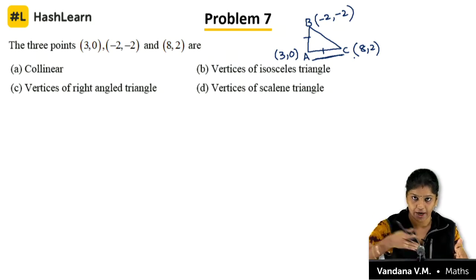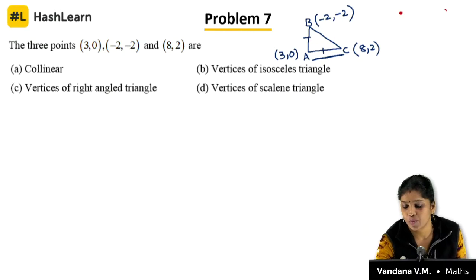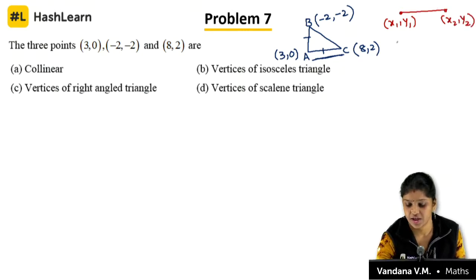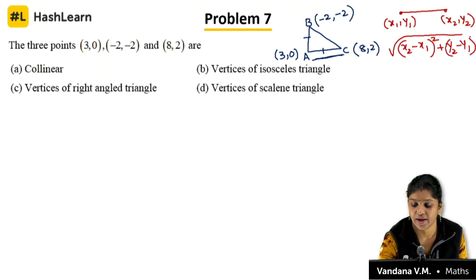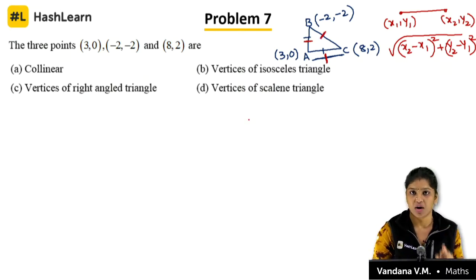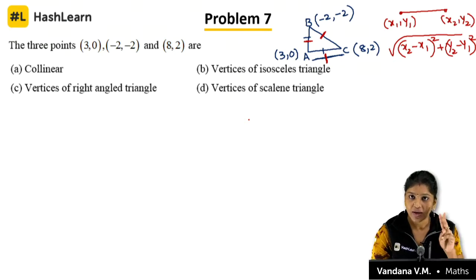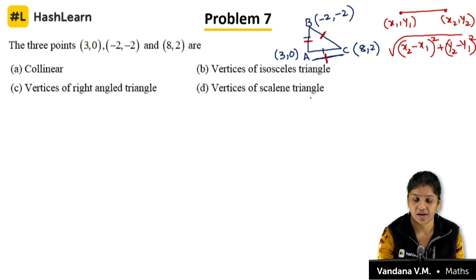I want the distance A to C, the magnitude. How will you find it? If you know the 2 points x1 comma y1, x2 comma y2, the distance is the square root of x2 minus x1 whole square plus y2 minus y1 whole square. You apply that formula and find this distance, this distance and this distance. If all 3 are equal, equilateral; only two equal, isosceles; nothing equal, scalene triangle.